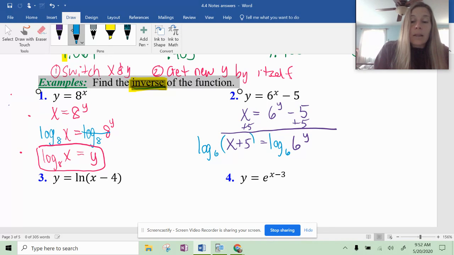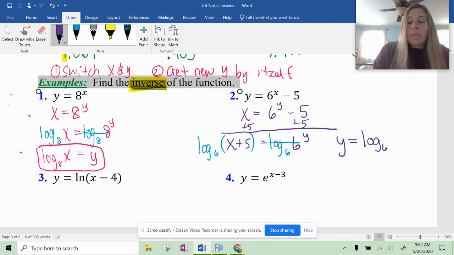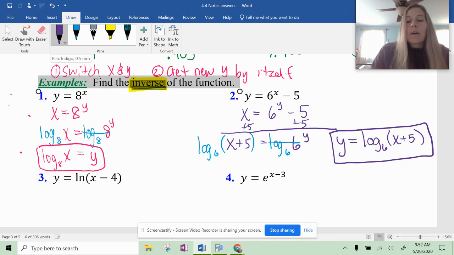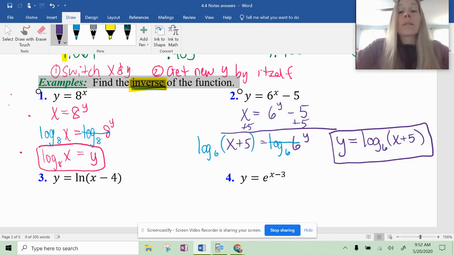When you log it, everything's getting logged, so to speak. So this side cancels, and now I'm left with y all by itself. On the other side, I have log base 6 of x plus 5. And that would be the inverse function to y equals 6 to the x power minus 5.